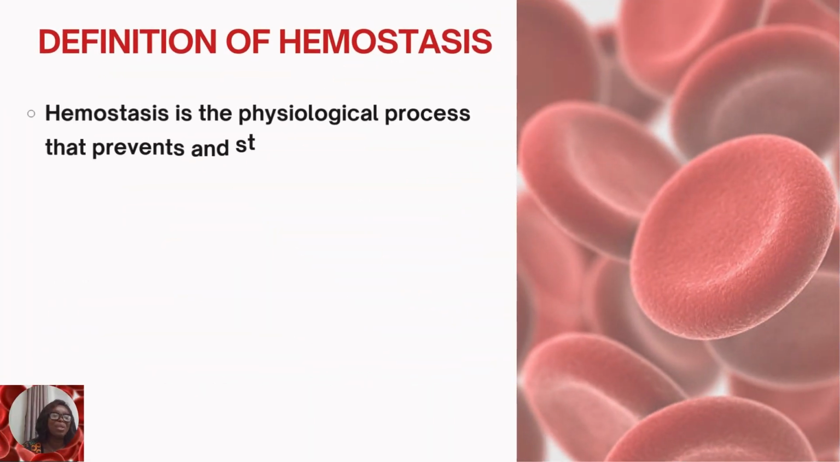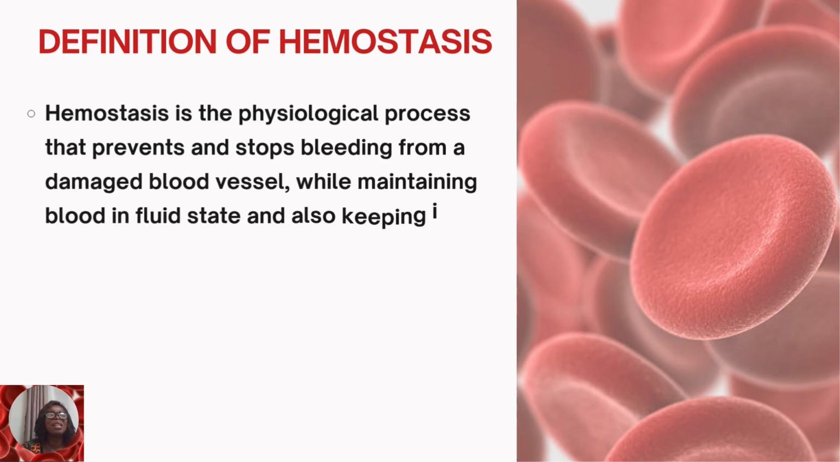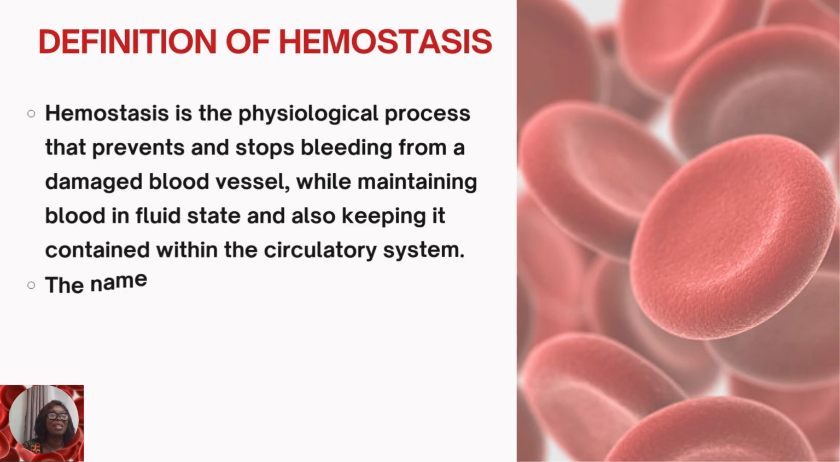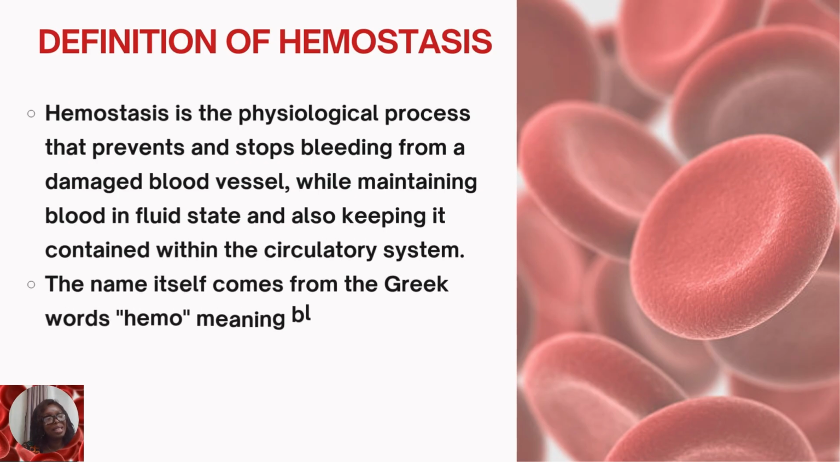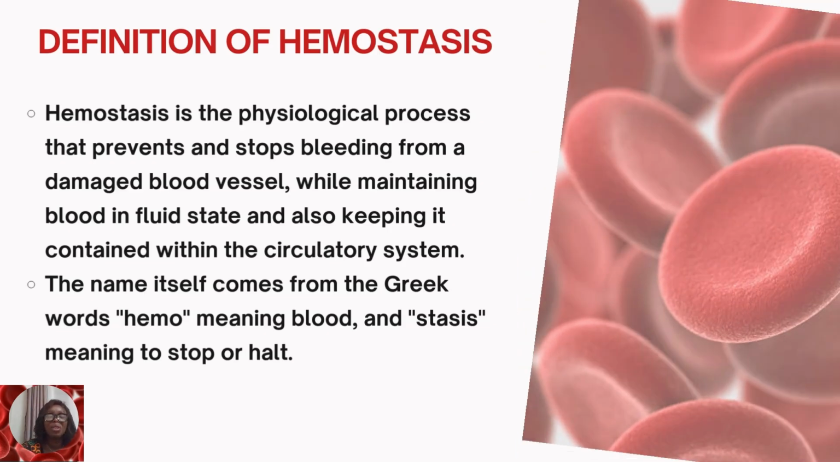Let us start by defining hemostasis. Hemostasis is a physiological process that prevents and stops bleeding from a damaged blood vessel while maintaining blood in a fluid state and also keeping it contained within the circulatory system. The name itself comes from the Greek word hemo, meaning blood, and stasis, meaning to stop or to halt. So we have hemostasis, the physiological process that prevents and stops bleeding from damaged blood vessels, while also maintaining blood in a fluid state and containing it within the circulatory system.